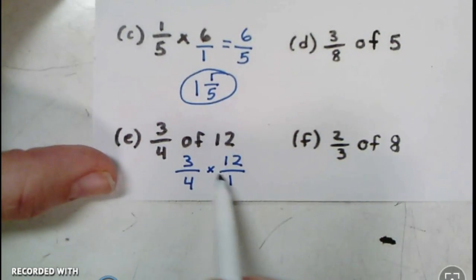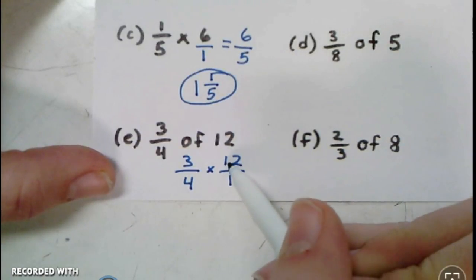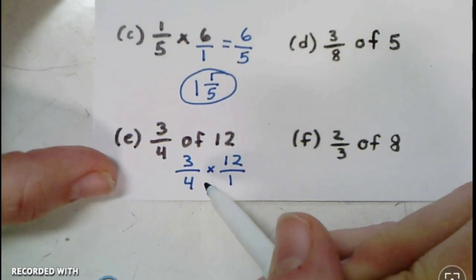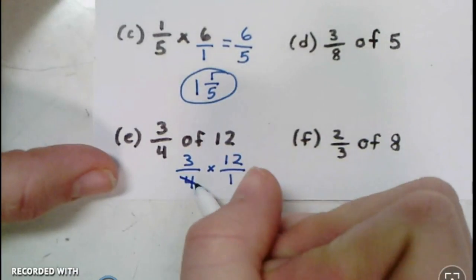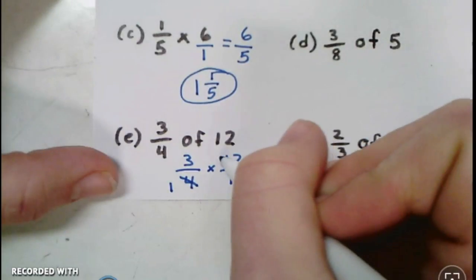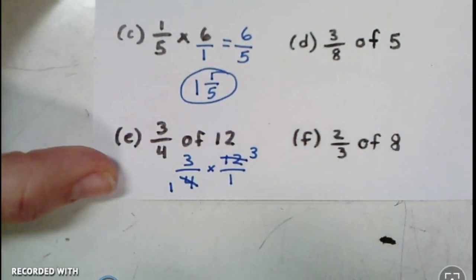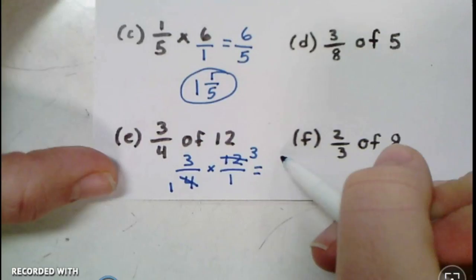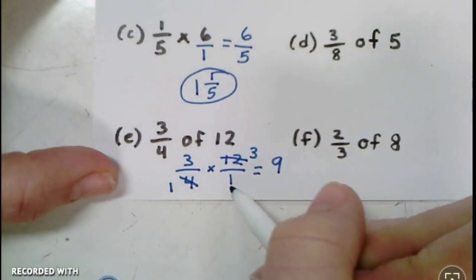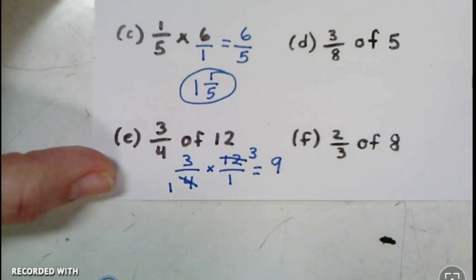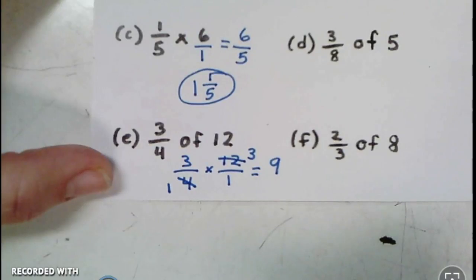Okay, I'm going to look this way. 3 and 1, do they have any factors in common? Nope. What about this way? 4 and 12. Sure do. They're both even numbers, so I know 2 goes into them, and so does 4. So 4 goes into 4 one time. 4 goes into 12 3 times. And now I can multiply. 3 times 3 is 9. 1 times 1 is 1, but I know that that means nothing, so I can just leave it off. So my answer is 9.